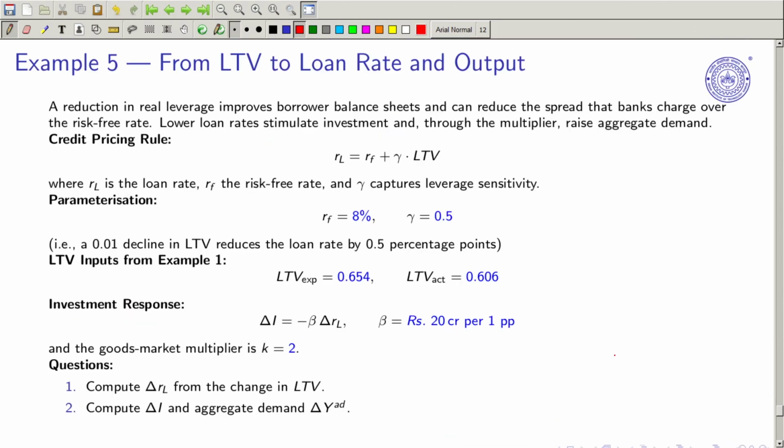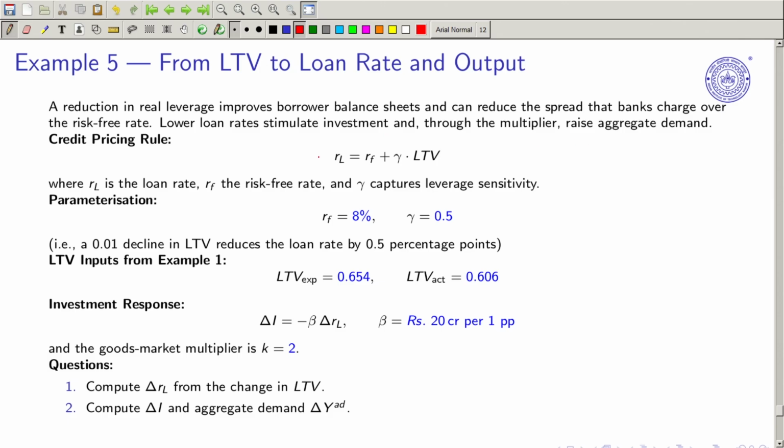Now here we have one more example. I think we can just see whether it is helping us. Here we have a reduction in the real leverage, which improves borrower balance sheets. It can reduce the spread that banks charge over the risk-free rate. A lower loan rate stimulates investment through the multiplier and raises aggregate demand.